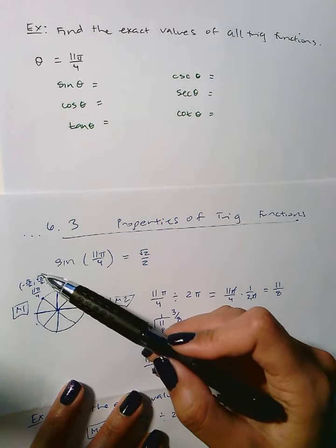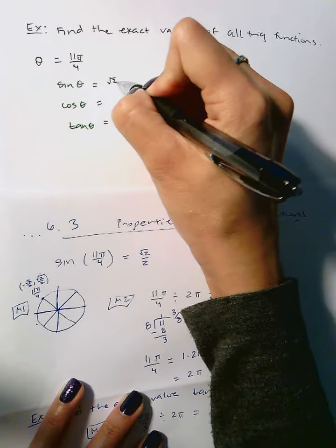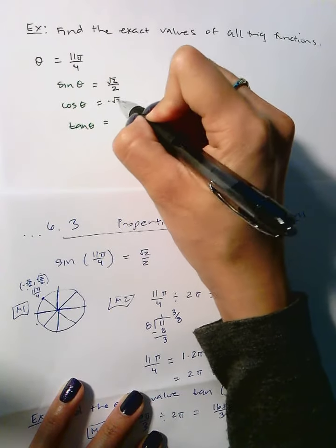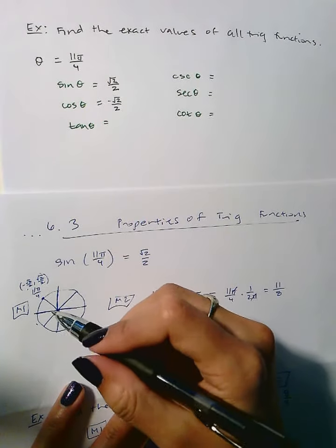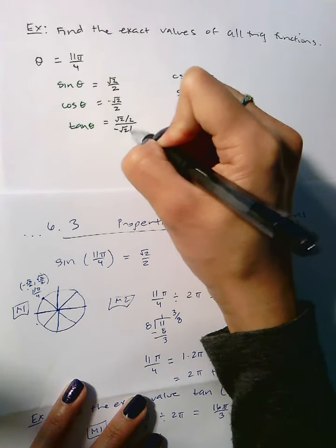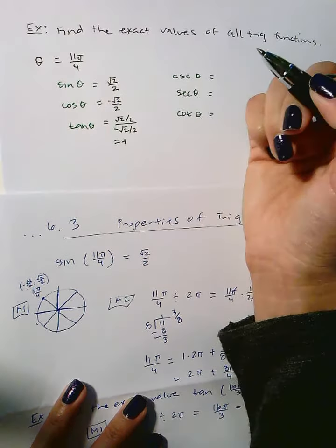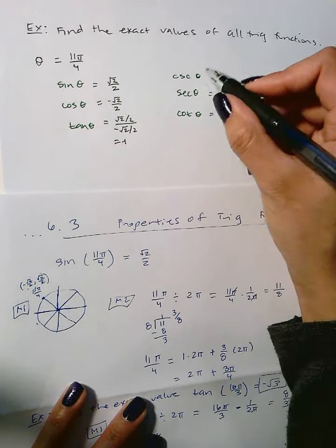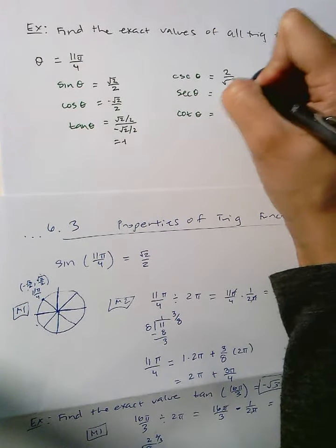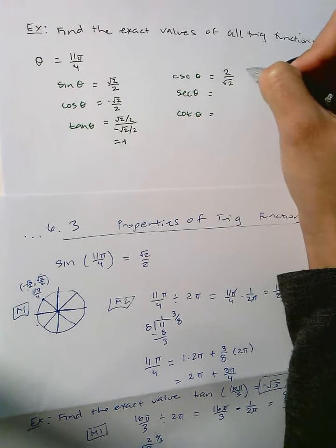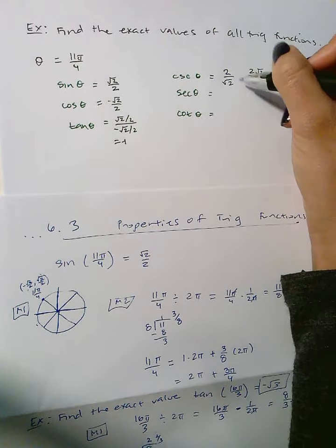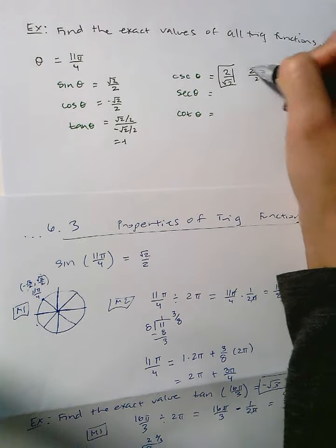So for sine, this is equal to the y value, so that's equal to radical 2 over 2. The cosine is equal to the x value, so this was negative radical 2 over 2. The tangent is equal to the sine divided by the cosine, so it's equal to radical 2 over 2 divided by negative radical 2 over 2. If we simplify, we get back a negative 1. So for cosecant of theta, this is the reciprocal of sine of theta. This is equal to 2 over radical 2, so if we wanted to rationalize, we would get 2 radical 2 over 2. We'd multiply both the numerator and denominator by radical 2, so these are two possible answers.